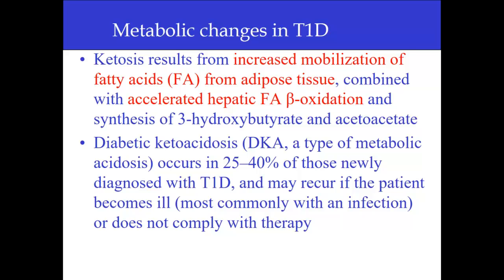And also there will be accelerated hepatic fatty acid beta oxidation, which will lead to the formation of hydroxybutyrate and acetoacetate. Diabetic ketoacidosis, abbreviated as DKA, occurs in 25 to 40% of newly diagnosed type 1 diabetes and can reoccur if the patient becomes ill, like if he has an infection or if he's not taking the treatment.